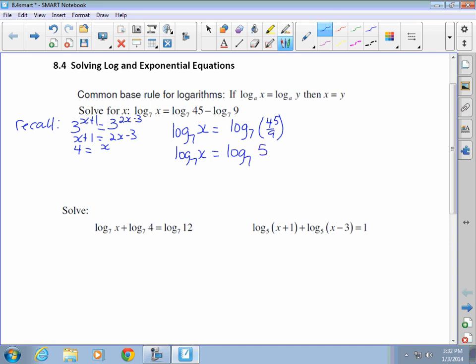So now what that means is I can drop my log bases, and now I have x is equal to 5. So the key or the trick to all this is to remember that in order to drop anything, the bases have to be the same.